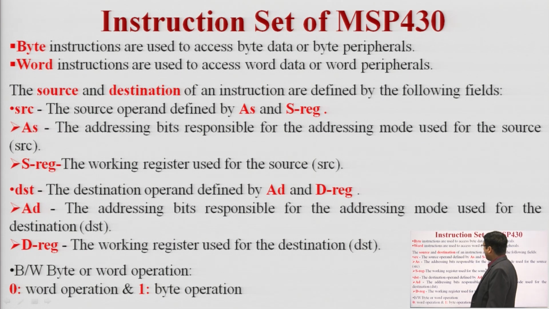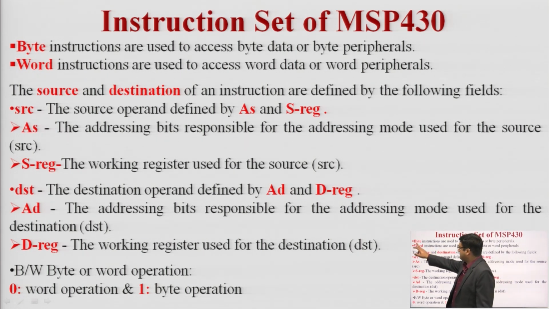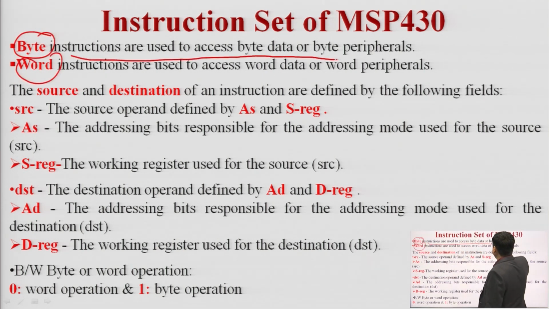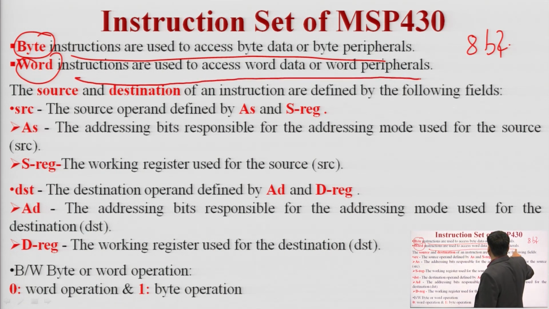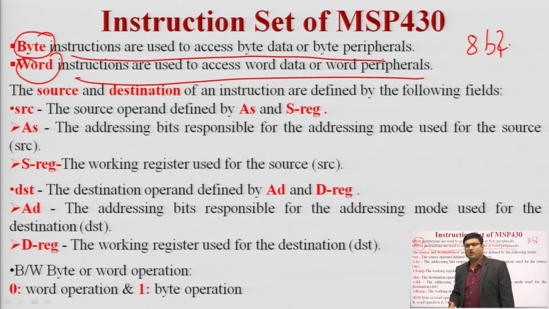Now, there are two things in an instruction. It can be accessed either as a byte or a word. Byte instructions are used to access byte data or byte peripherals, as the name implies. In a byte we can take 8 bits. And word instructions are used to access word data or word peripherals. So instructions can be accessed either as a byte or a word.